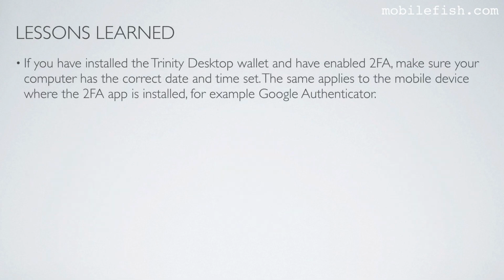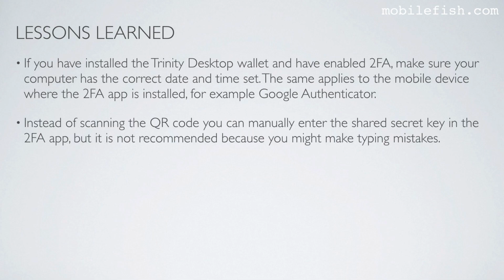If you have installed the Trinity desktop wallet and have enabled two-factor authentication, make sure your computer has the correct date and time set. The same applies to the mobile device where the two-factor authentication app is installed, for example, Google Authenticator. Instead of scanning the QR code, you can manually enter the shared secret key in the two-factor authentication app, but it is not recommended because you might make typing mistakes.